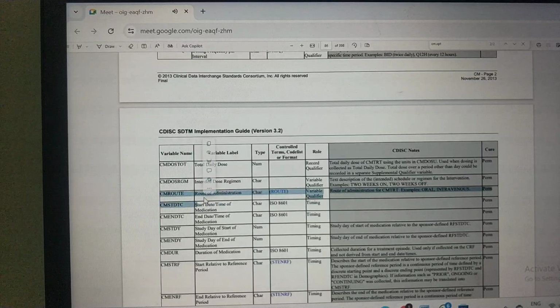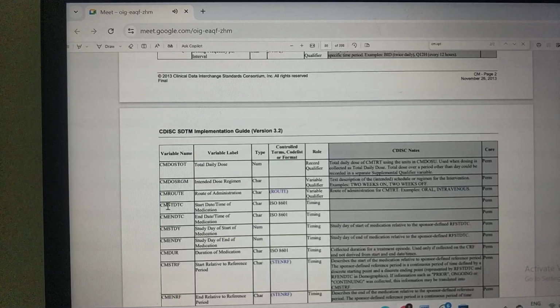And the route of administration: how the subject took the drug. For example, if it's a tablet, we can take it orally. If it's an injection, it is intravenous. How the subject took that particular medication is the route of administration. These are the routes.